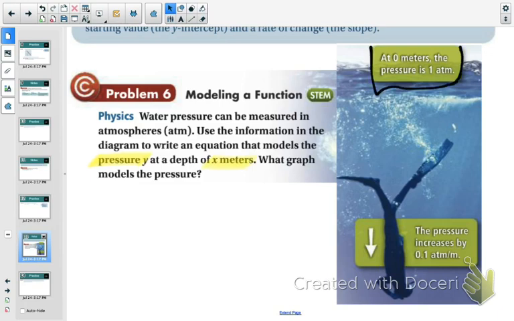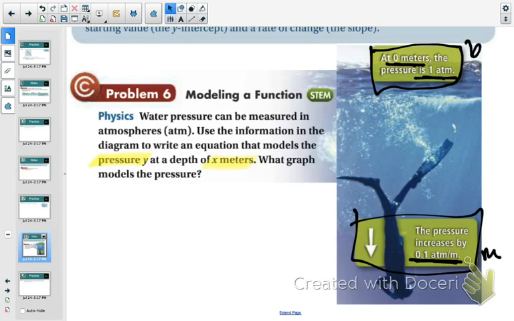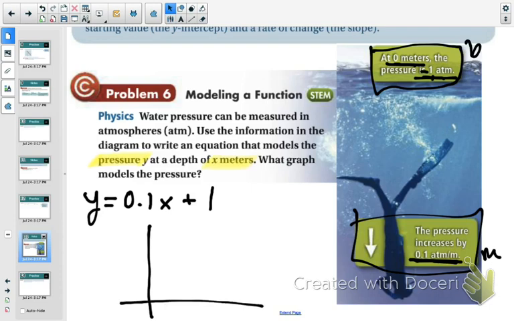So if you notice here, it says at 0 meters, the pressure is 1 ATM, or 1 atmosphere. And this one says the pressure increases by 0.01 atmospheres per meter. So this is going to be your rate of change, or your slope, and then this is where it starts. So when x is 0, your y is 1. That's going to be your y-intercept, or b. This is going to be your slope. So your equation would be y equals 0.1x plus 1, not 0, because your y is 1. And then the graph, if you wanted to graph it, would look like this.